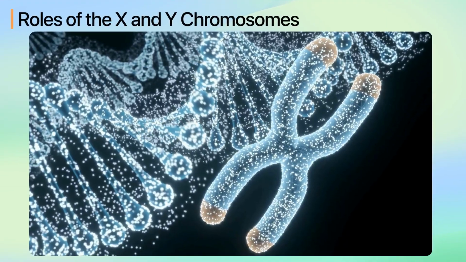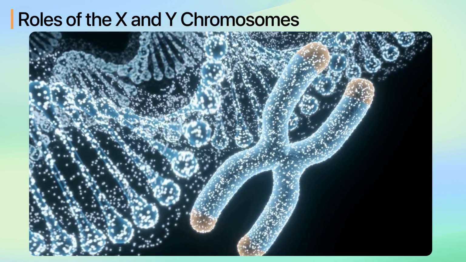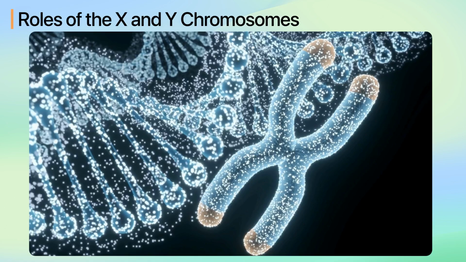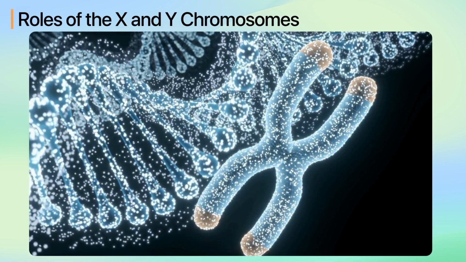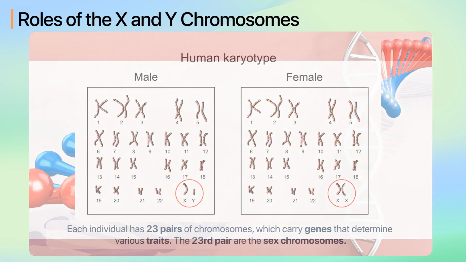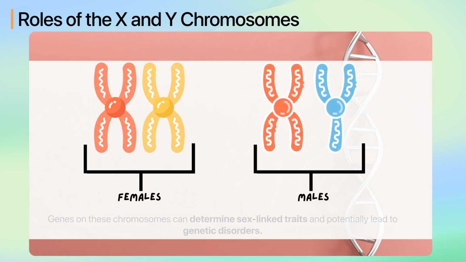In this lesson, we will explore how sex-linked genetic disorders are inherited, focusing on key concepts and examples to illustrate these principles. Before delving into sex-linked disorders, let's quickly recap some basics of genetics. Each individual has 23 pairs of chromosomes, which carry genes that determine various traits. The 23rd pair are the sex chromosomes. Females have 2 X chromosomes, whilst males have 1 X and 1 Y chromosome. Genes on these chromosomes can determine sex-linked traits and potentially lead to genetic disorders.